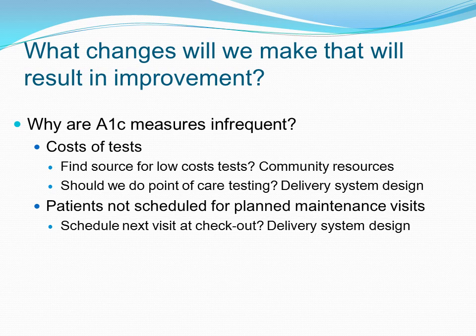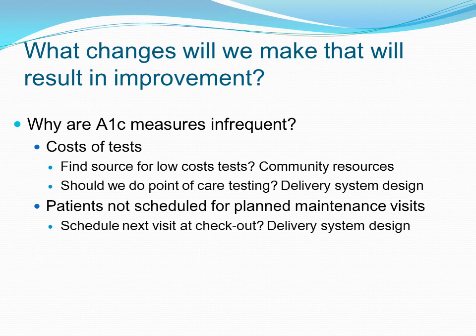So the other change that we talked about was the fact that people's A1Cs are being measured too infrequently. So why is that? Well, maybe it costs too much. And so is that the barrier? Patients aren't getting it done because it costs too much? What are the community resources? Maybe we should do point of care testing. How much would it cost the clinic to buy an A1C machine and do it? Would that save the patient money? And so if we did that, that would be a delivery system design change. Again, going back to the chronic care model, community resources, delivery system design.